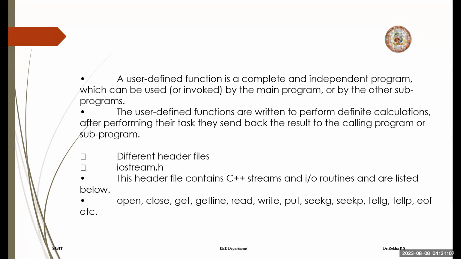We have different header files. The first one is iostream.h. This header file contains C++ streams and input-output routines, which are listed like open, close, get, getline, read, write, put, seekg, seekp, tellg, tellp, end of file, etc.